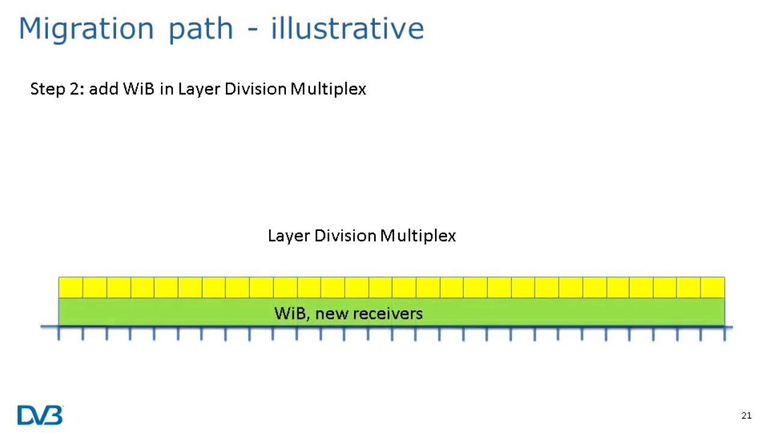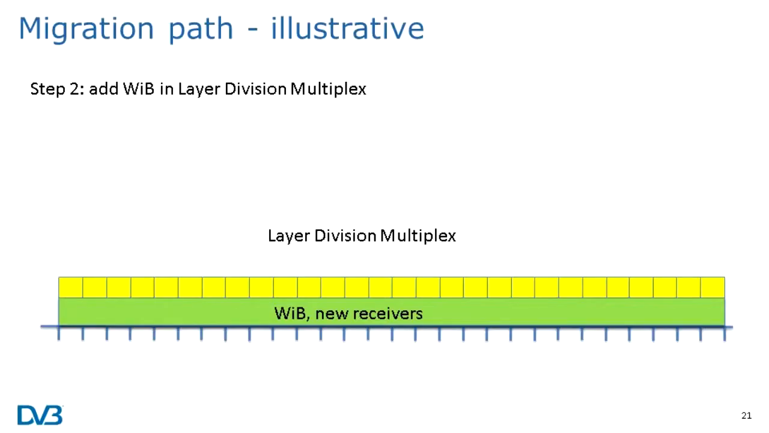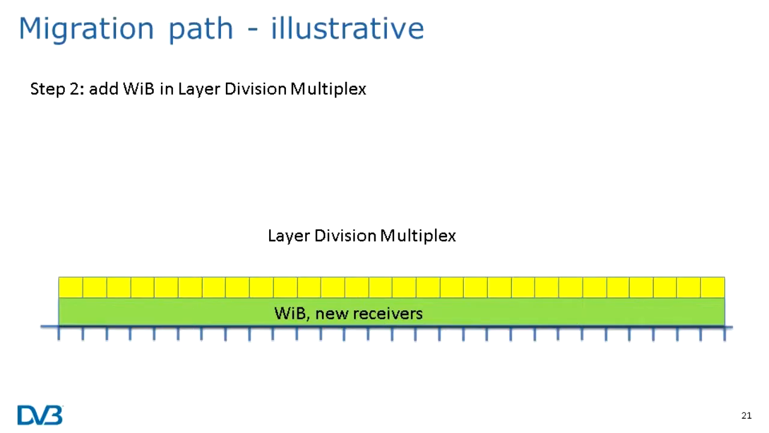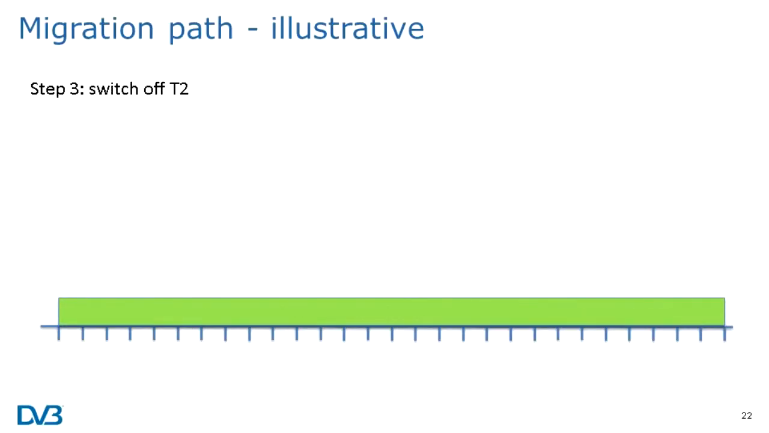Then the next step would be to introduce a new single supermux signal underneath in layer division multiplex, for which you would need new receivers. So you can start selling the new receivers at this point, and hopefully lots of people would take them up to receive that UHD that you're not going to transmit. Your services begin to migrate across to the new receivers. And eventually, when you've got only a few of the old ones left, you can switch off the T2 and then it becomes a full WiB network.